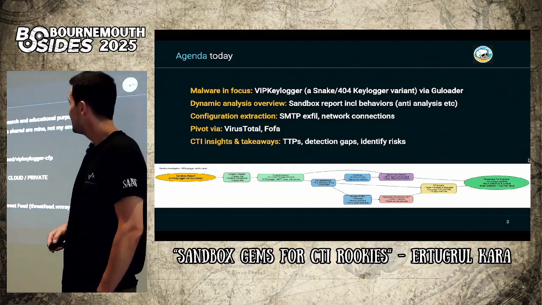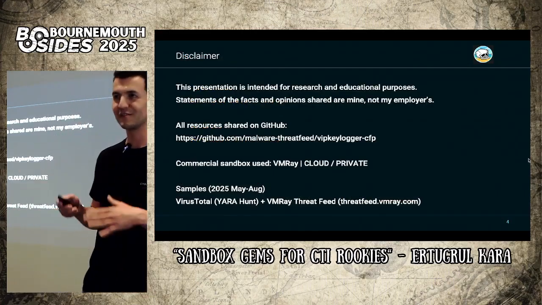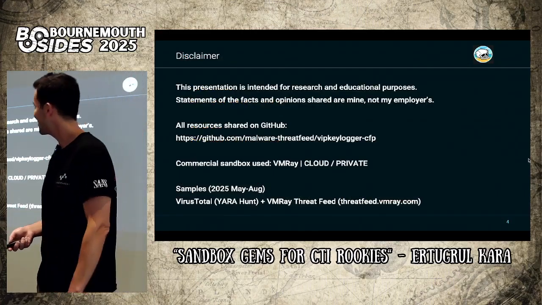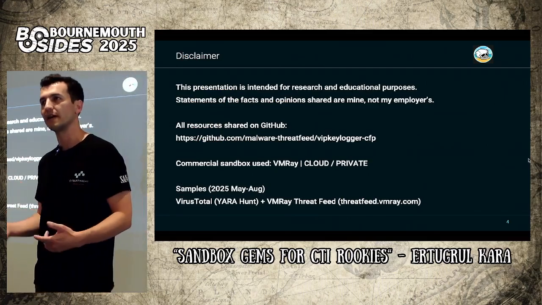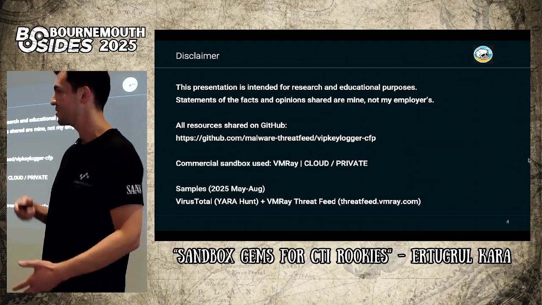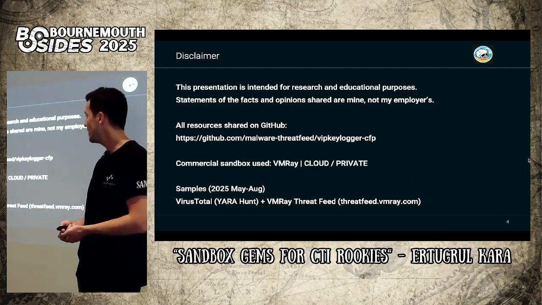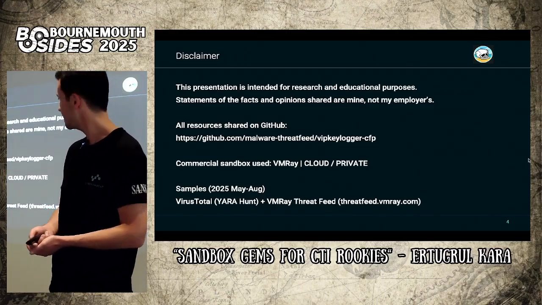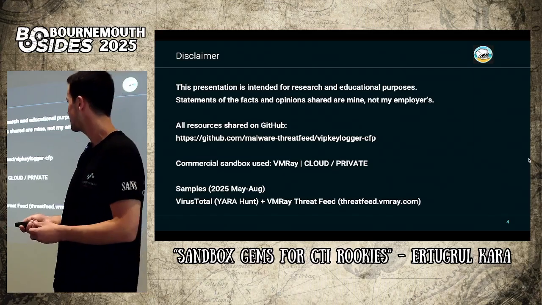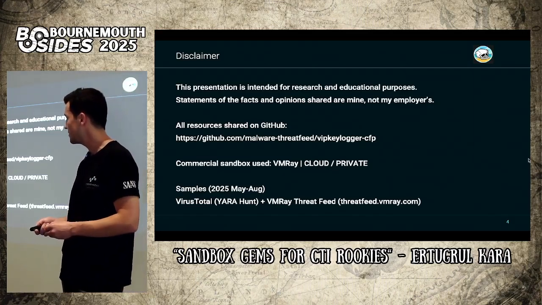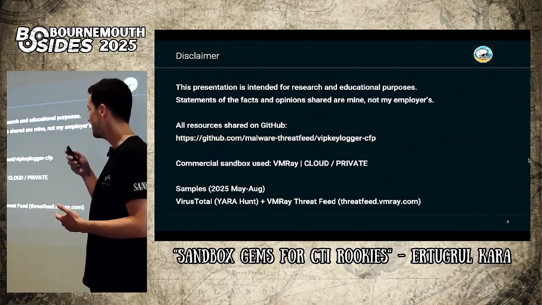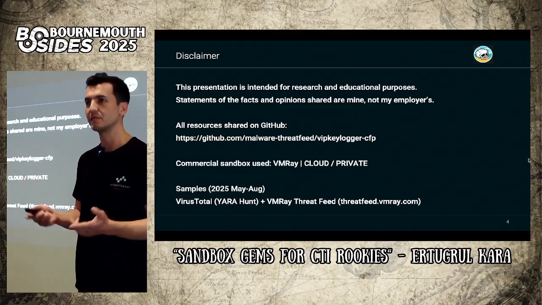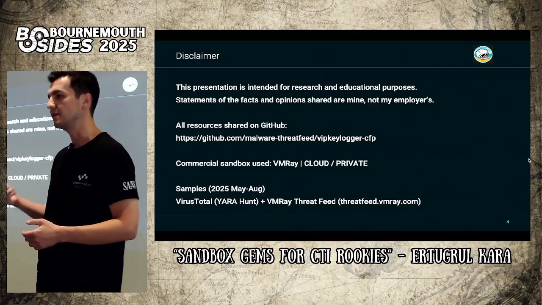Yeah, let's go. So a quick disclaimer. These are my opinions and my slides. As you can see, there is no company logo. I have a GitHub repo where I'm sharing all the links to the Sandbox reports, so you can go check them out. And obviously, the Sandbox we used here was the VMware one. The cloud instance is one of VMware's offerings on top of on-prem. The samples were from VirusTotal via Yara hunts, and from our own threat feed portal, which is accessible to the public, where we continuously share the reports.